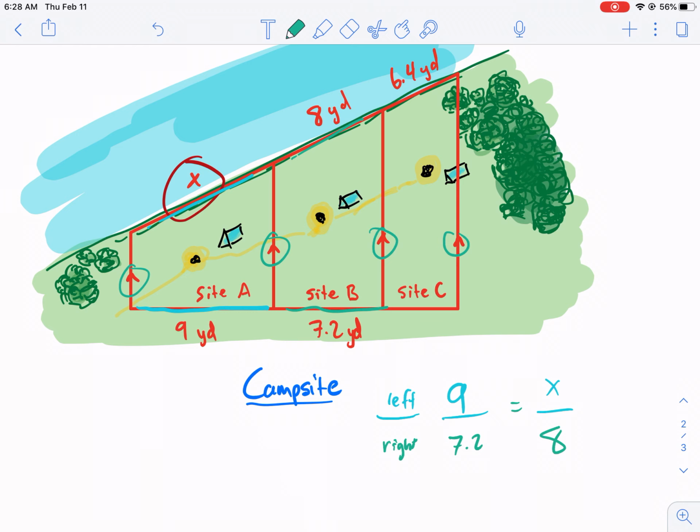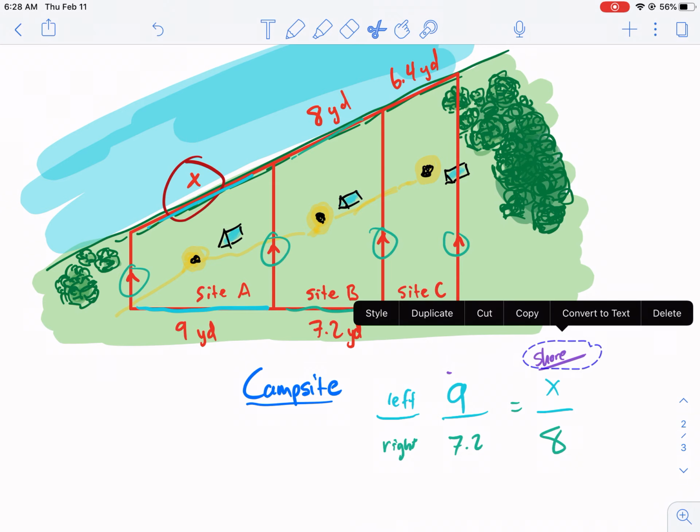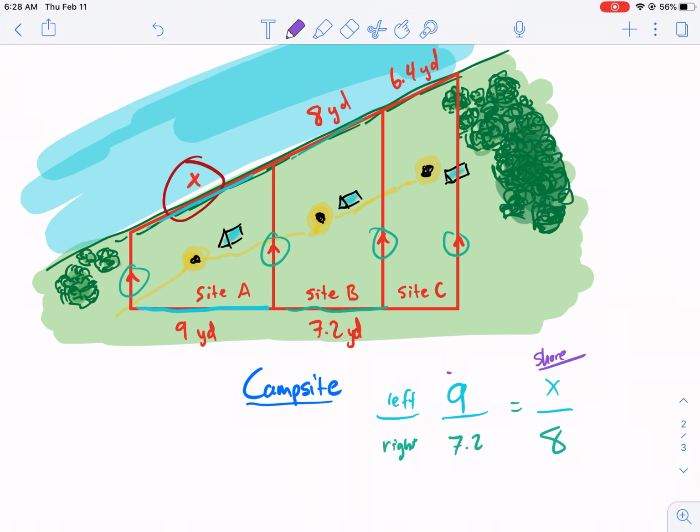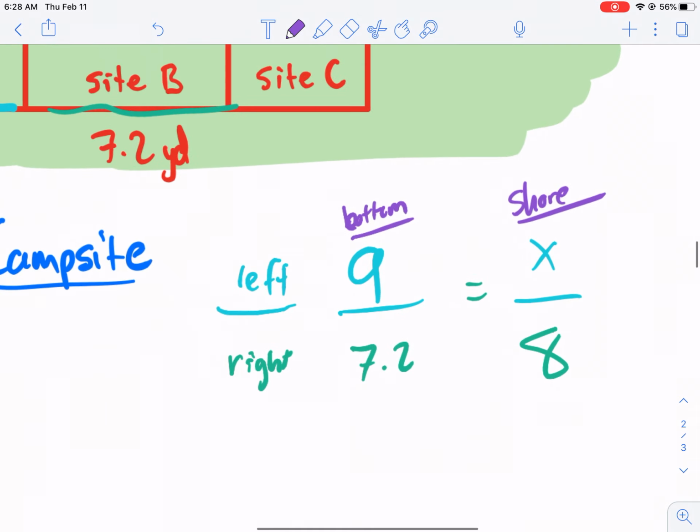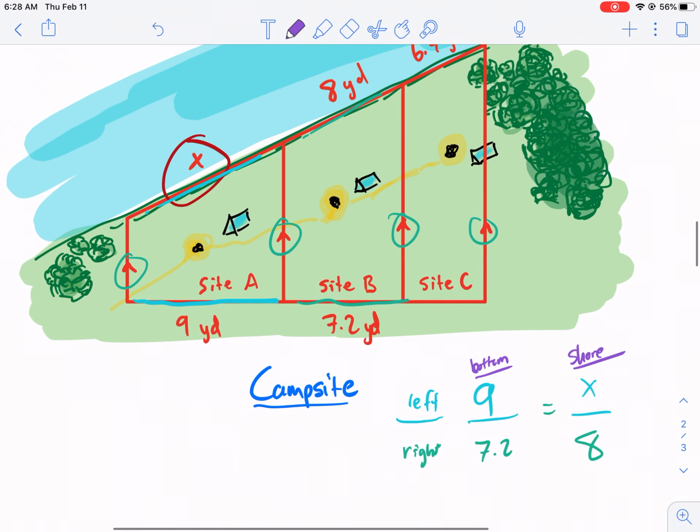Okay, so on the left, this was the shore. Okay, sorry, here's the shore, the x over the, oh no, that's not the shore, is it? The shore is over here. My apologies. The shore is over on this side. So the x and the 8 are both part of the shore, and this is both part of the bottom of the, not that you need to know that, I just kind of wanted to label, see that I keep the x and the 9 together on the right side, and then the 8 and the 7.2 on the left side of the proportion.